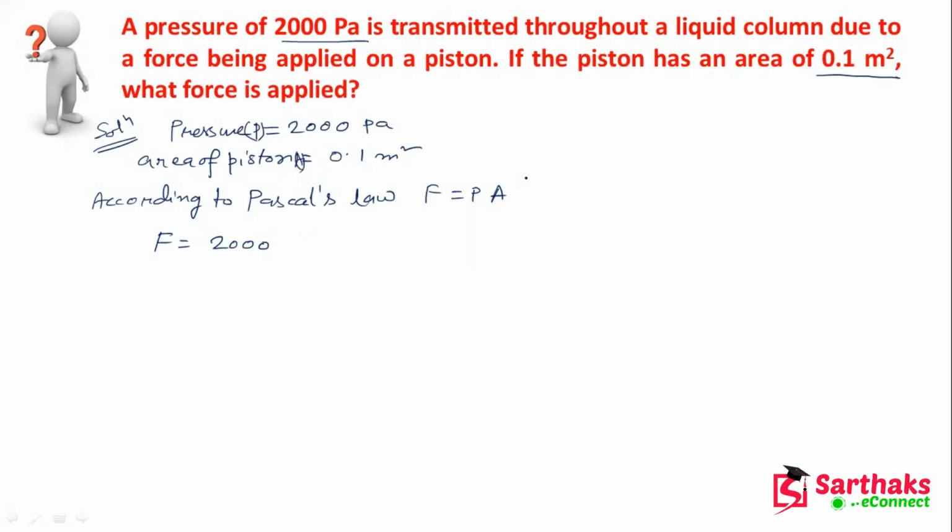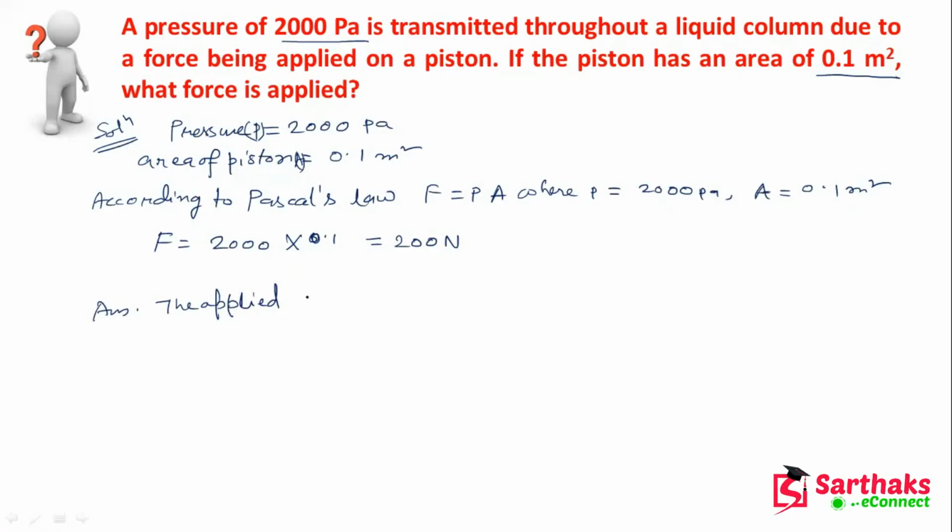So 2000, where P equals 2000 Pascal and cross-sectional area is 0.1 meter square. So 2000 into 0.1, this will be 200 Newton. So the answer is the applied force is 200 Newton. Okay, done this one.